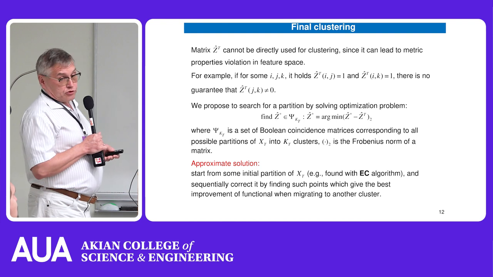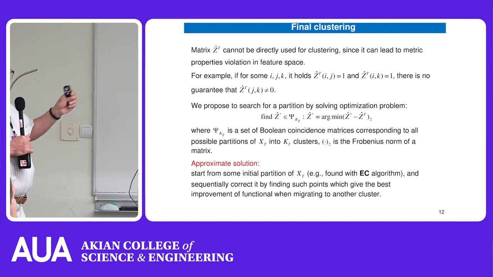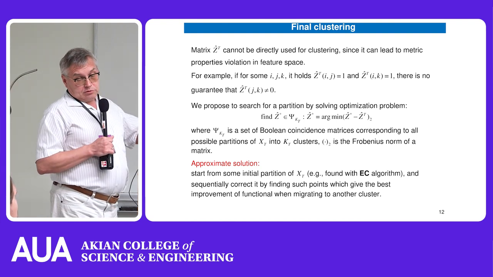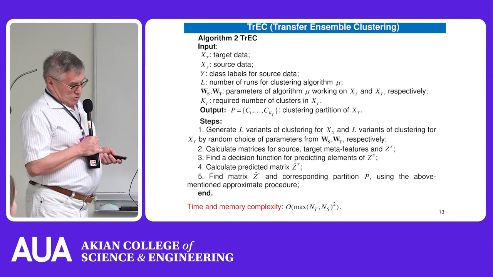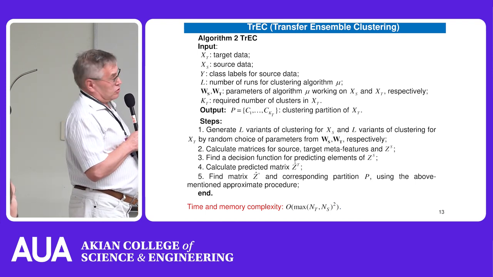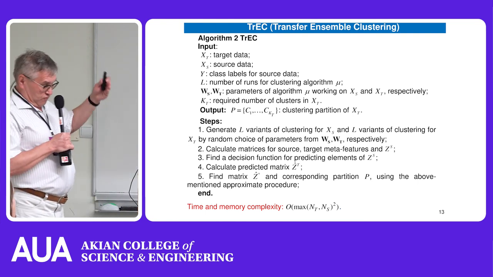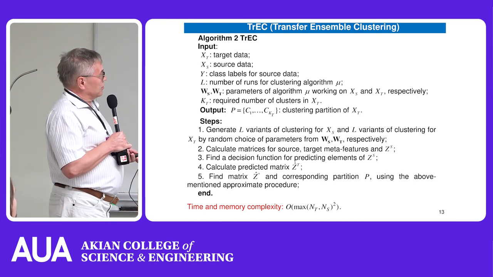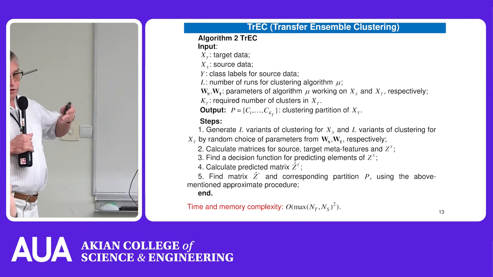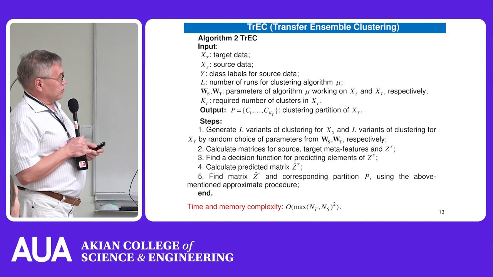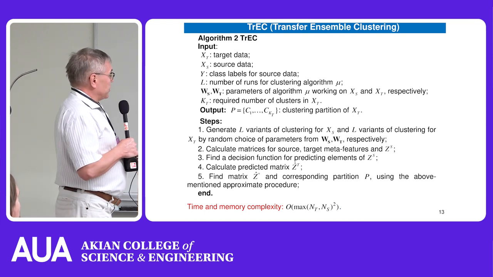We start from some initial partition of target data, and then migrate different points to other clusters to get the best improvement of the criterion. These are the steps of the algorithm. So we perform four stages: independent analysis, finding meta features, finding the classifier, and transferring the classifier from source to target domain, and finding the final partition of the data.